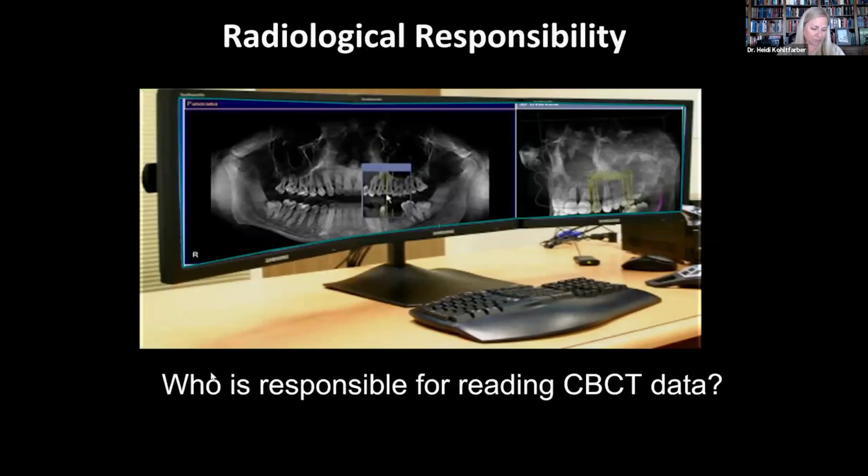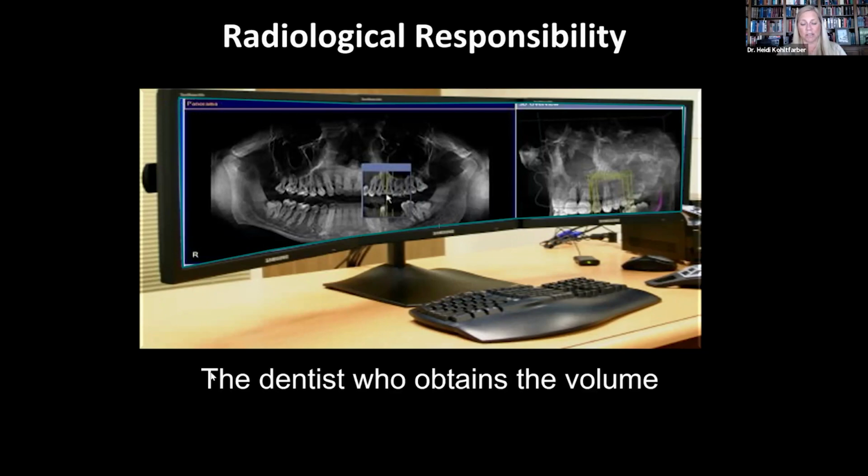All right, so who is responsible for reading the CBCT? Well, just like all of the rest of our images, it's the dentist who obtains the volume. So if, for example, you take a pan or lateral ceph, you're responsible for reading everything in that image. And actually, if we're talking about pans and lateral cephs, you're already seeing the cranial base and some of those other areas that freak you out about cone beam CT. So we were already responsible for all of these areas. It's just actually much harder to see them in 2D.